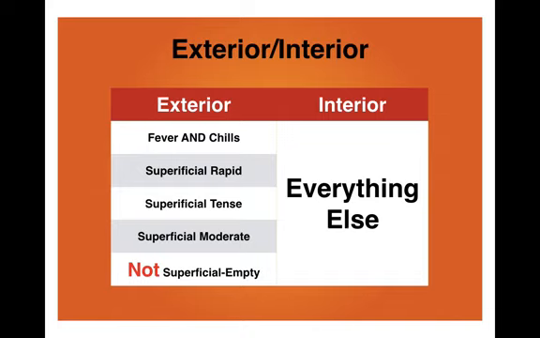So with exterior, there's a few things that you absolutely have to have. You have to have fever and chills, first of all. That's not alternating fever and chills, but at the same time, simultaneous fever and chills. We have to have a superficial rapid pulse. We have to have a superficial tense pulse, or sometimes even superficial moderate might show up as well, but the pulse does have to be superficial for an exterior invasion. Now, when you're in clinic, there is some variation. Sometimes people's pulses aren't strong enough to float.